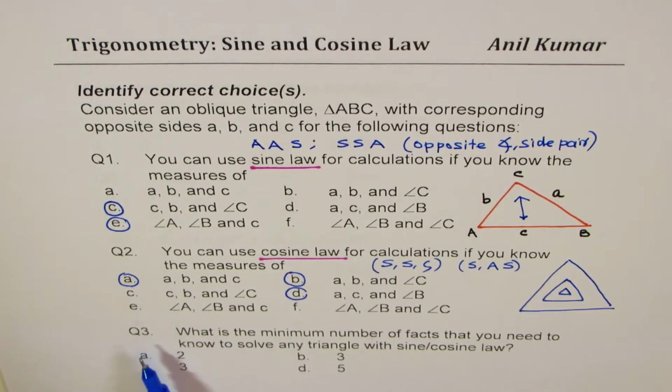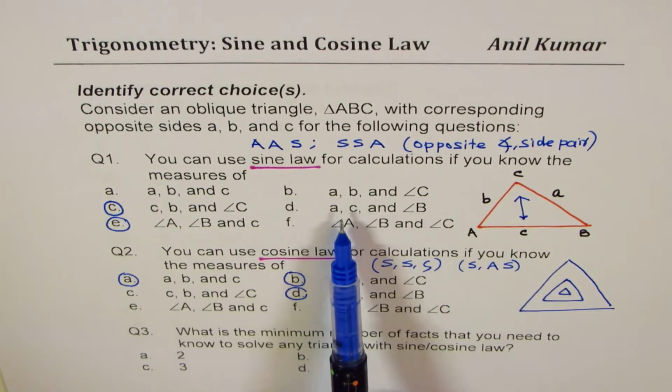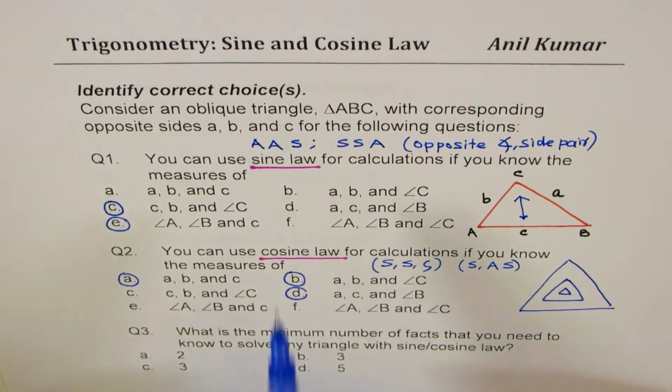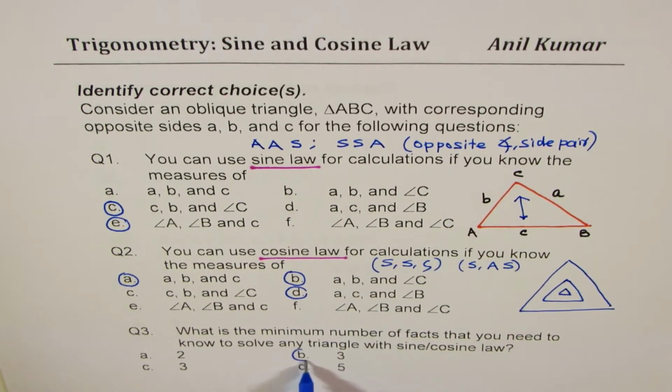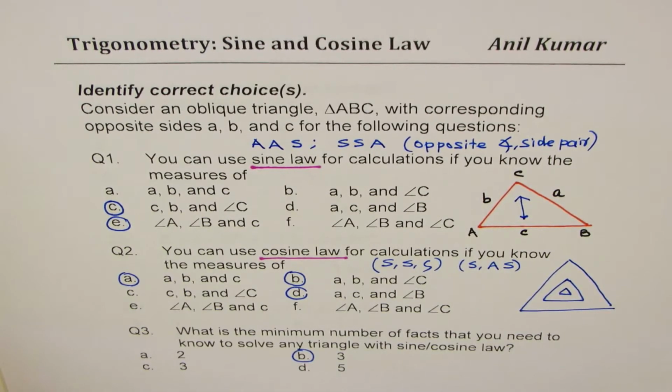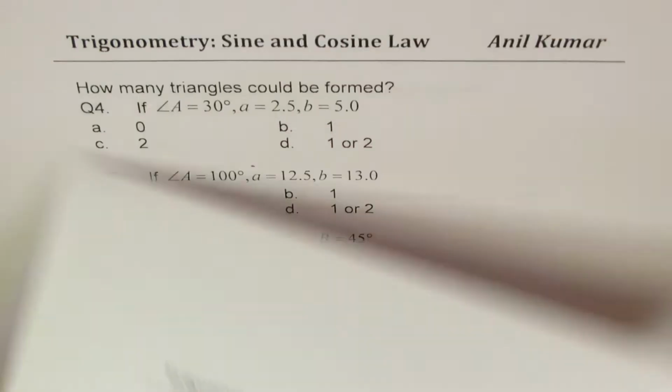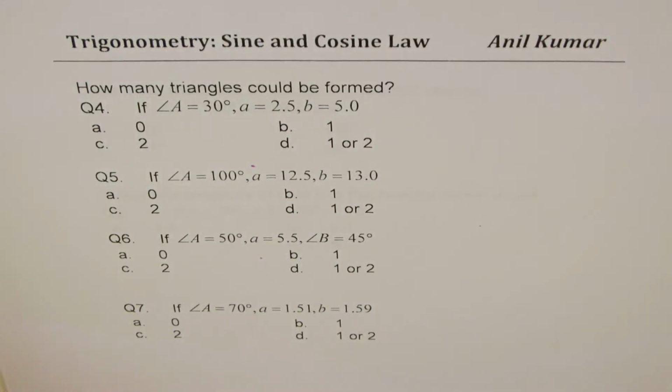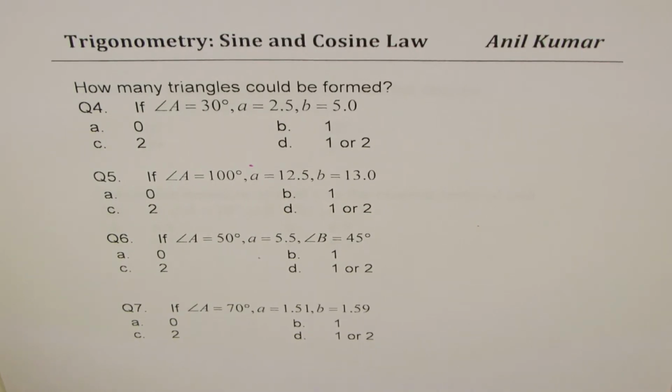Now let's look into question number 3. That is, what is the minimum number of facts that you need to know to solve any triangle with sine or cosine law? So we have seen that we need 3 combinations. Could be 2 angles and a side, or 2 sides and an angle. So the option is B, right? So I hope this part is absolutely clear. So we know when to use sine law and when to use cosine law. Now let's use sine law and cosine law to find or solve some triangles.